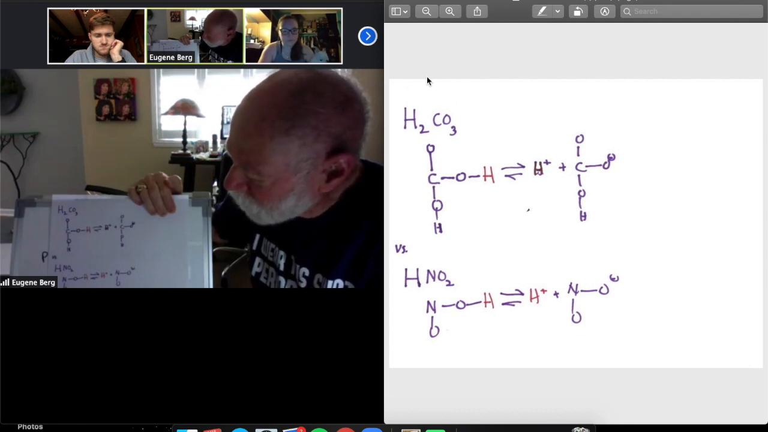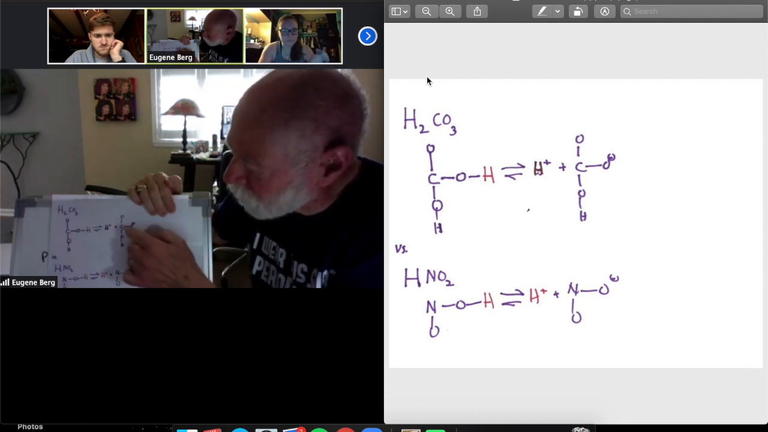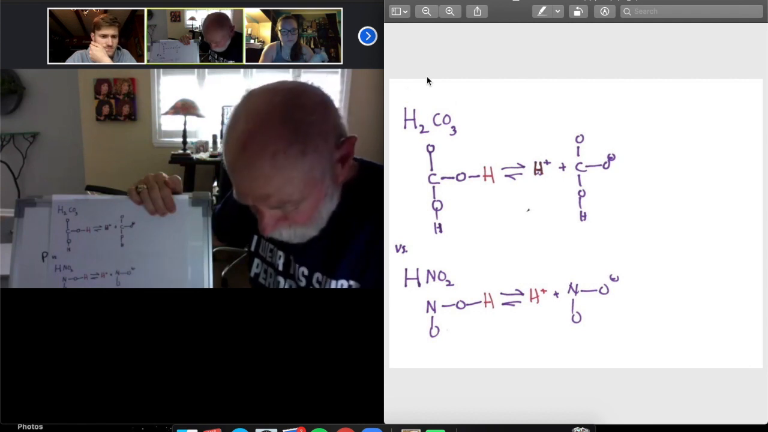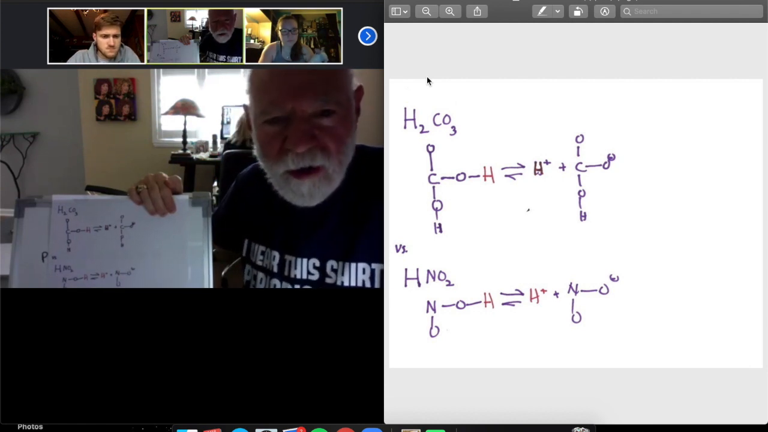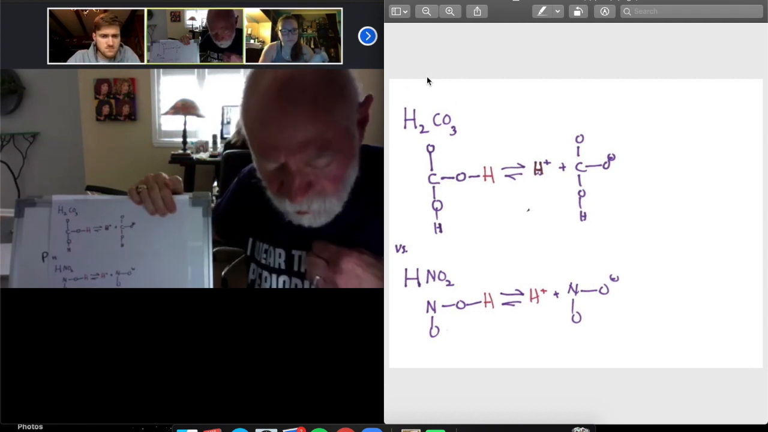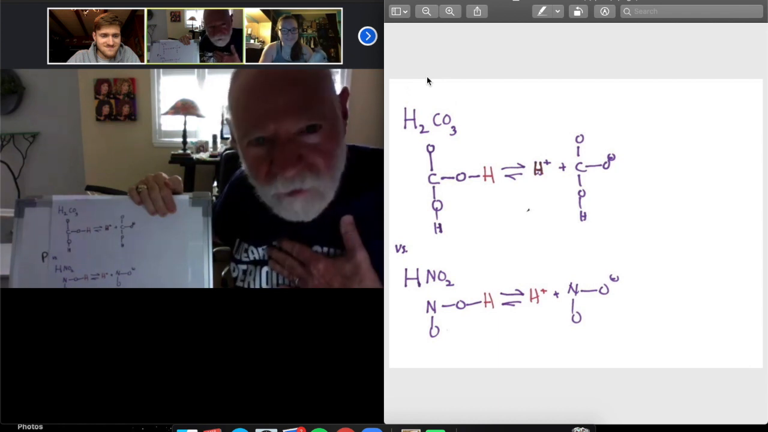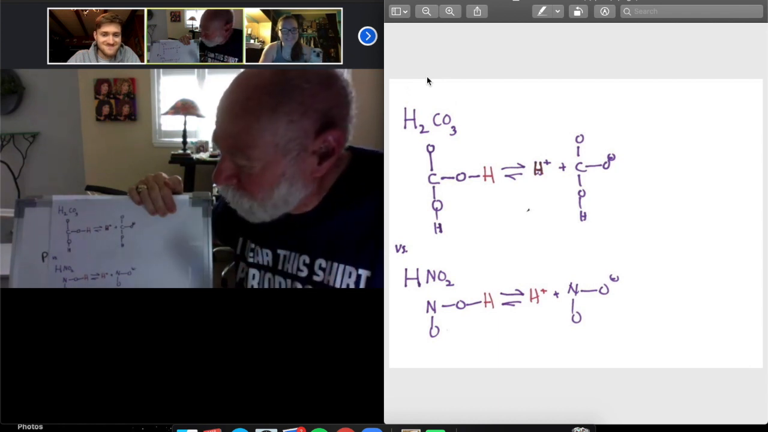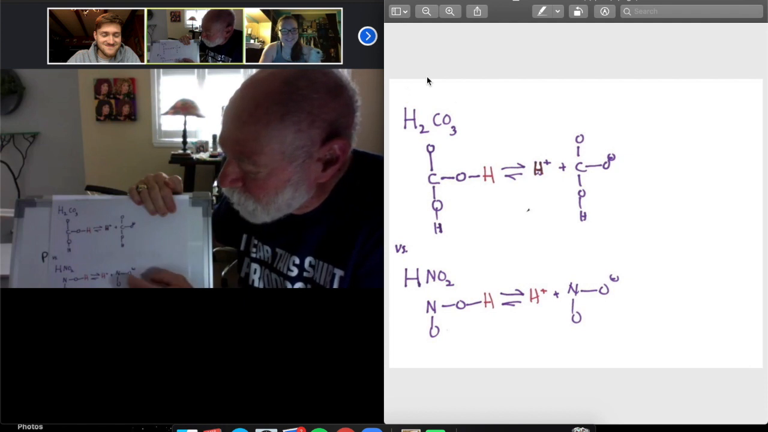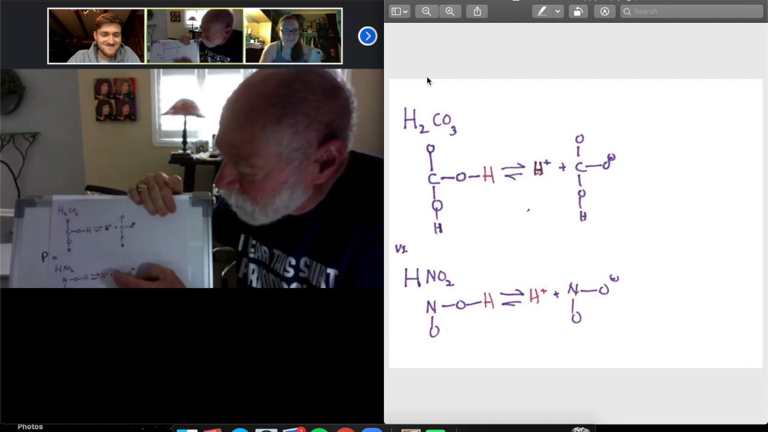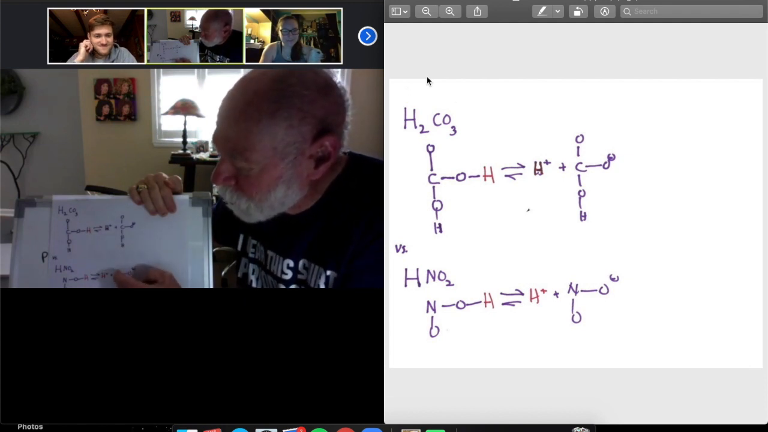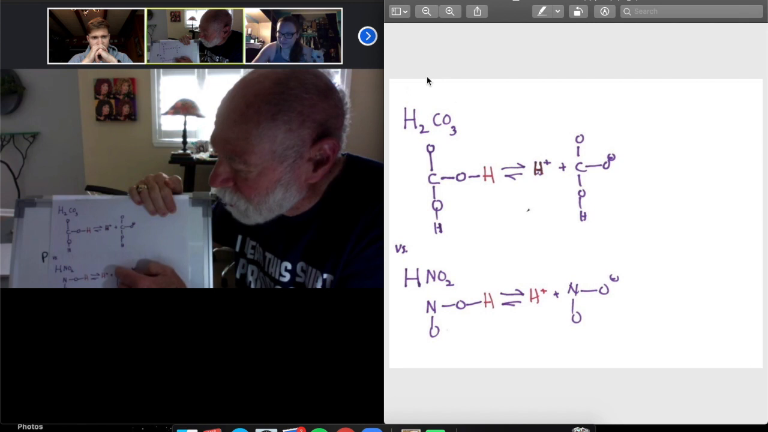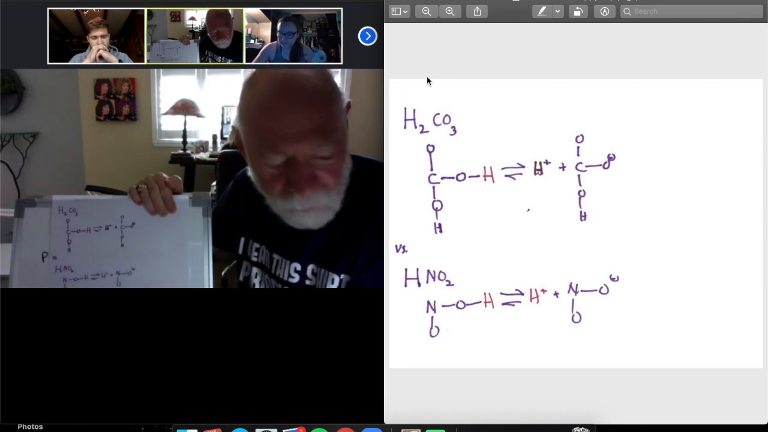So the question is, who pulls harder on shared electrons, carbon or nitrogen? Can you see my shirt? Because I purposely wore this periodic table. If it doesn't show too well, if you look on the table, you notice that nitrogen is closer to fluorine than carbon. So nitrogen pulls harder, therefore it's going to pull the electrons away, making this the more stable conjugate base, so this would be the stronger acid.